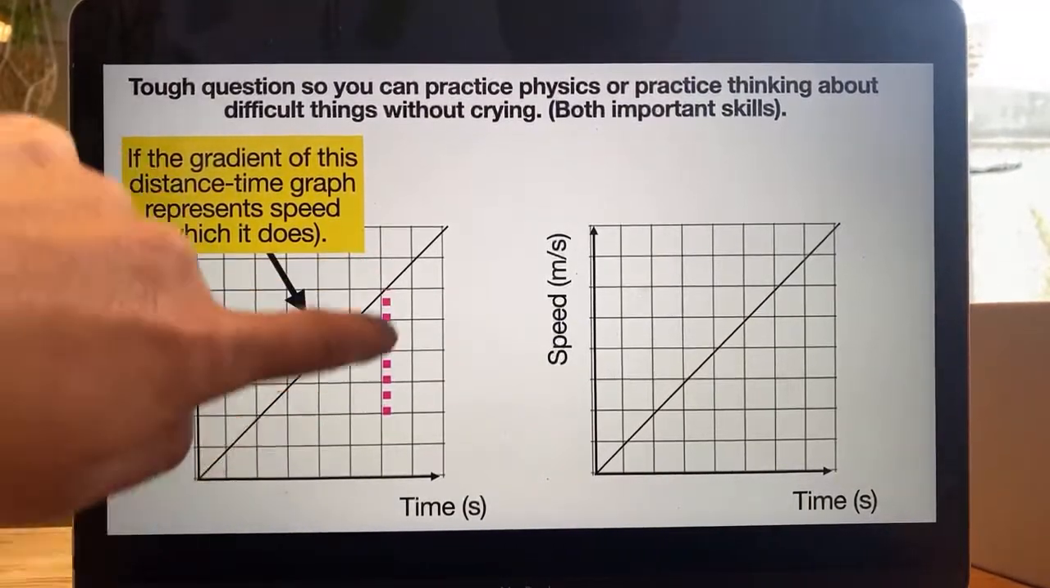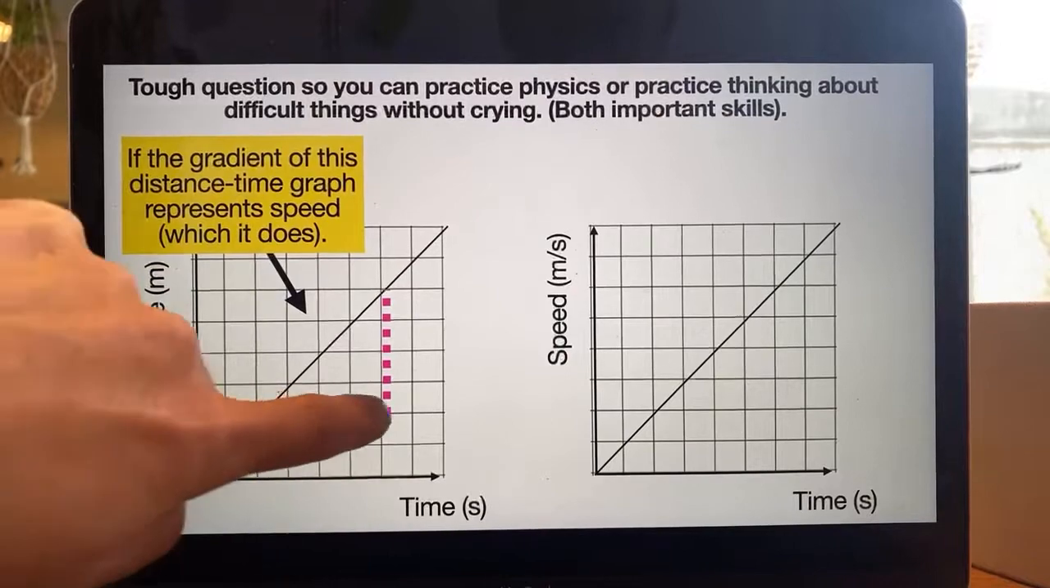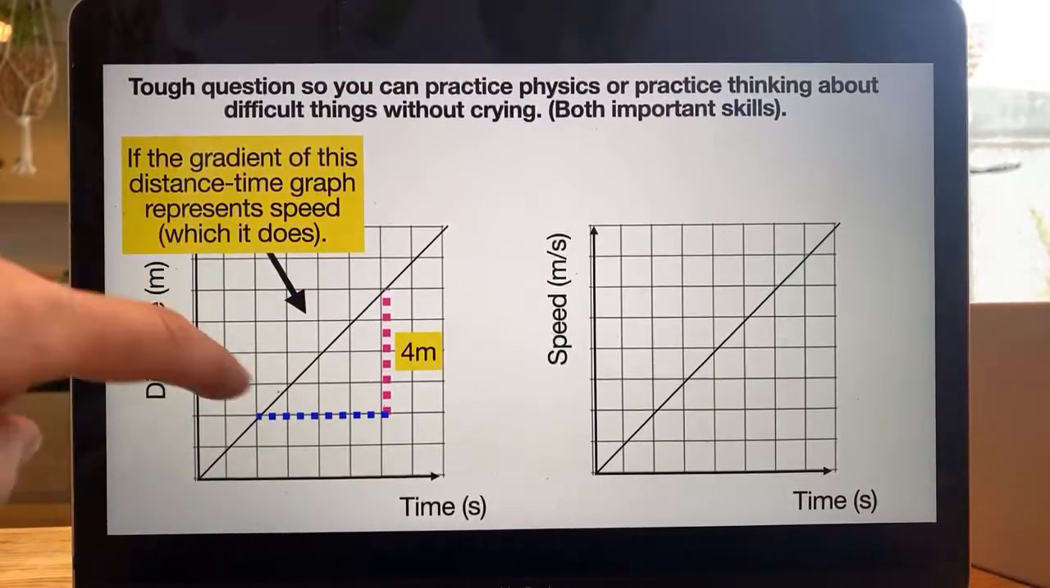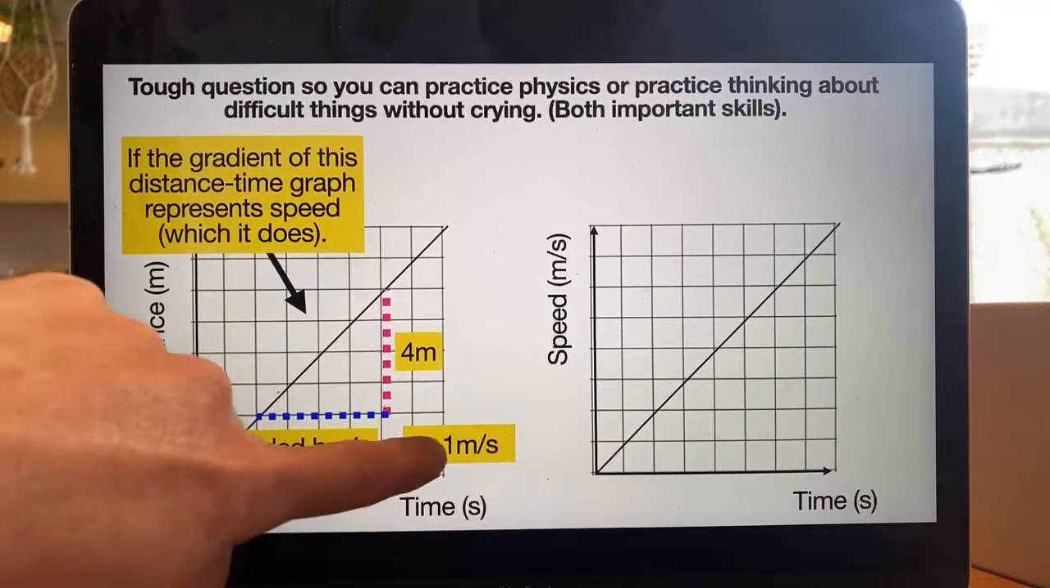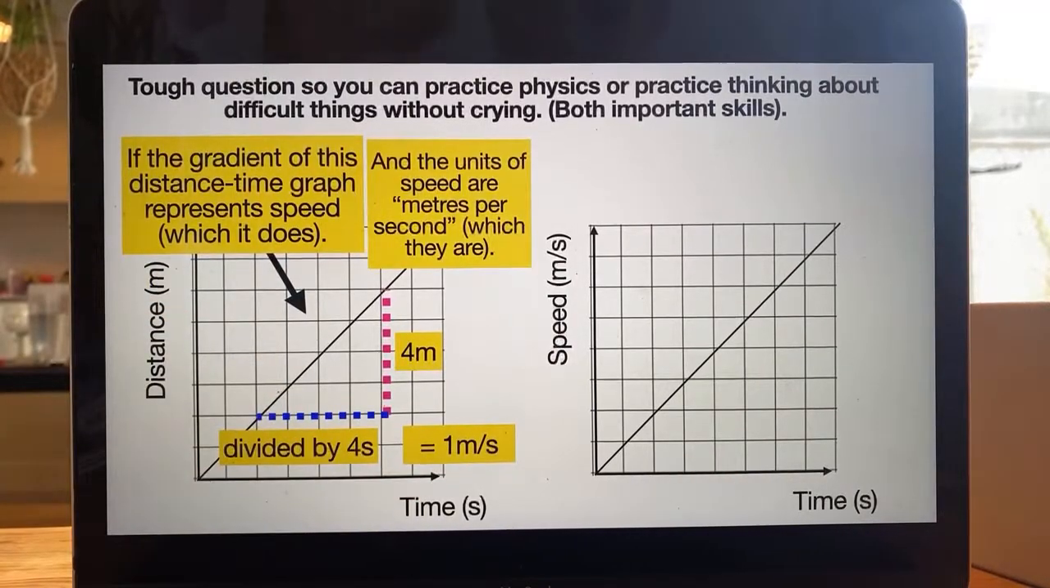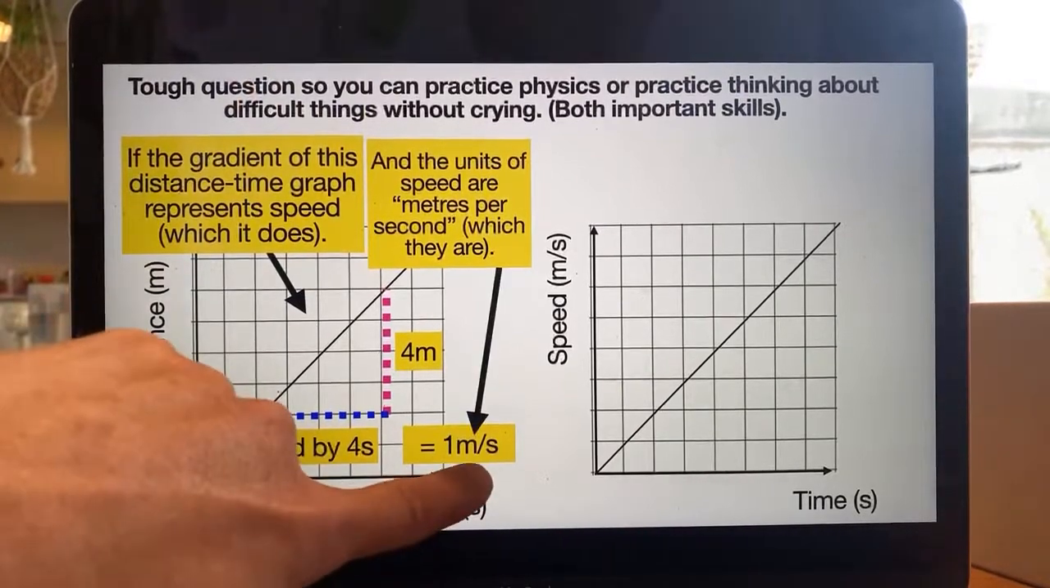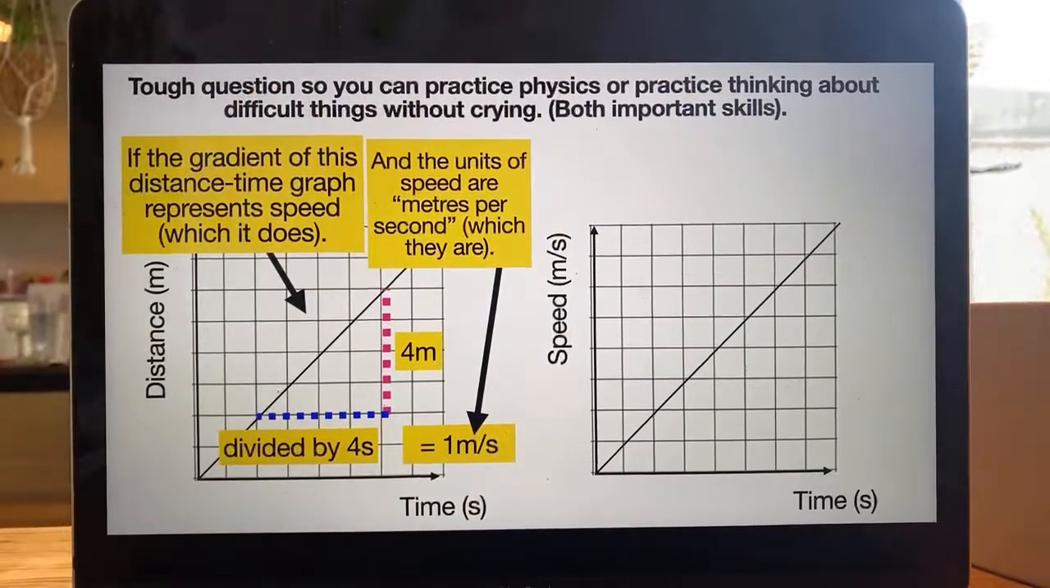You do the change in distance divided by the change in time. That gives you the speed, say. So this one's, let's say, 4 meters divided by 4 seconds. So the speed here is 4 meters per second. And the units of speed are meters per second, which they are, it's how physicists generally measure speed.